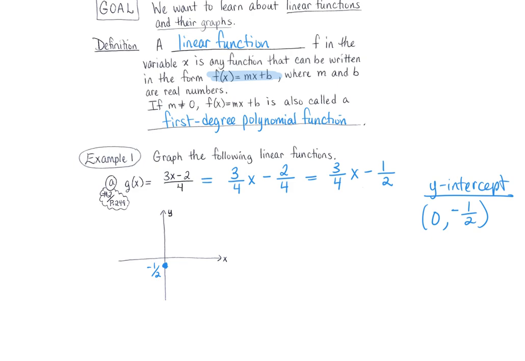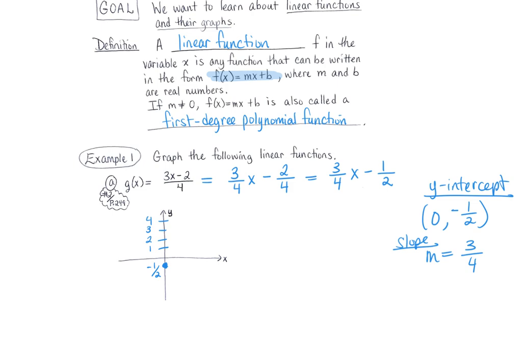We want to plot another point so we can sketch the line, the graph of our linear function. So how do we find the next point? What do we use? Our m, we use our slope, yes. What is our slope? What's m? Good.